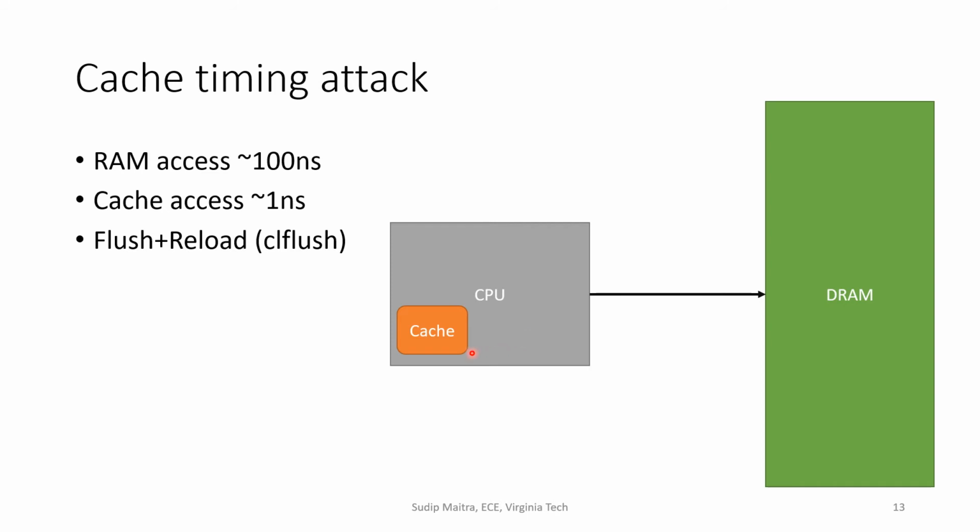Flush plus reload is a cache timing attack where an attacker flushes the cache and then reloads a specific address to see if it was accessed by another process, thereby checking whether the address is being used by another process. So this is basically called a cache timing attack, and this is one of the building blocks of Meltdown, and we'll see how this fits into the whole attack scenario.